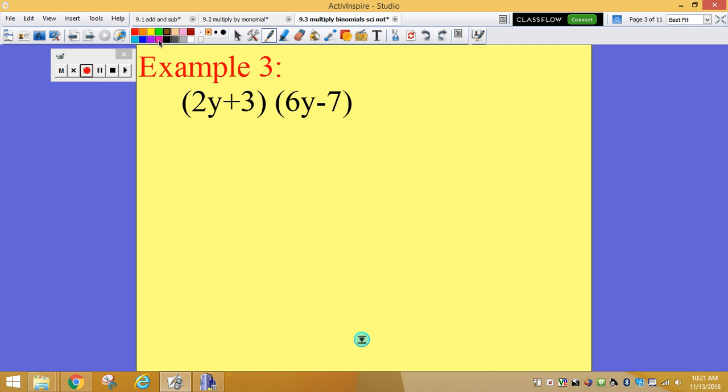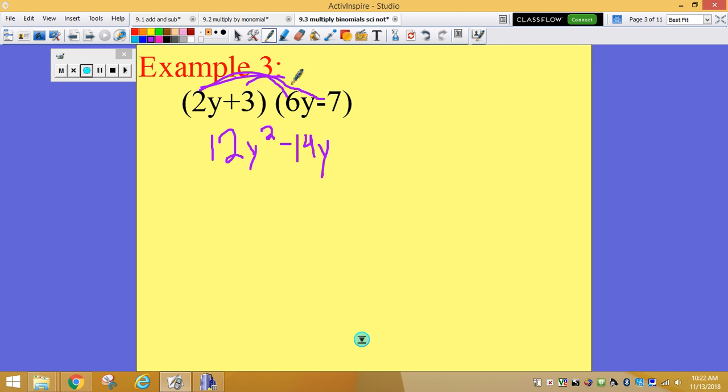All right, this time I got coefficients, which is fine. 2 times 6 is 12y. Y times y is y squared. 2 times negative 7 is negative 14. Bring that y down because there's no y here to combine it with.